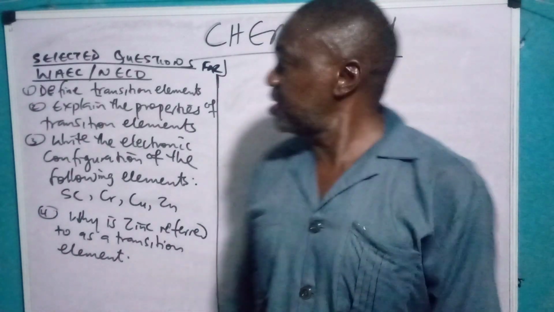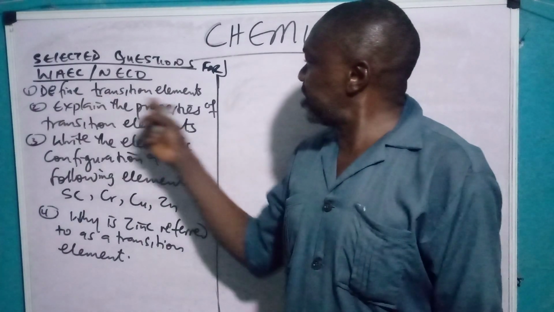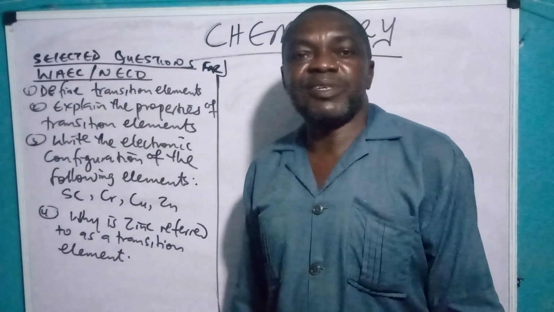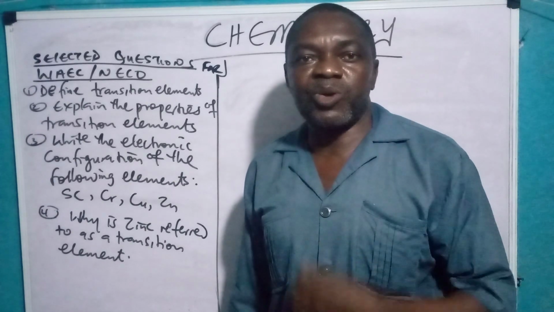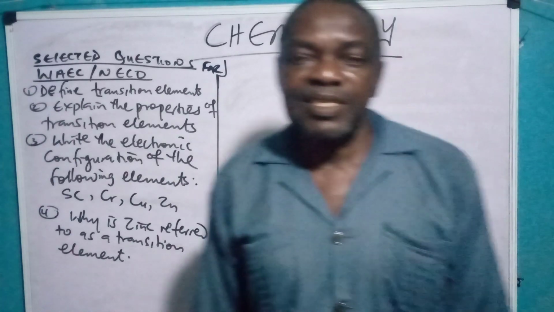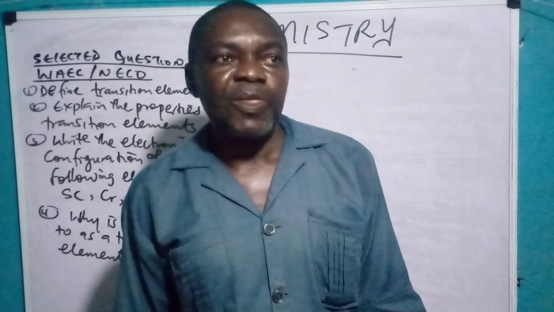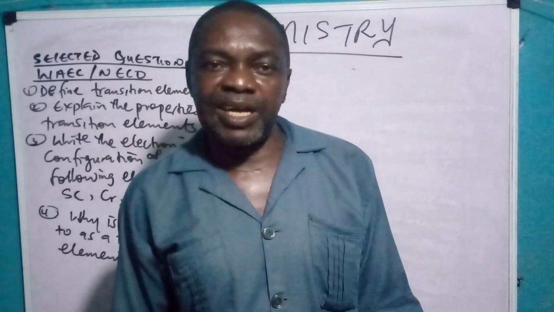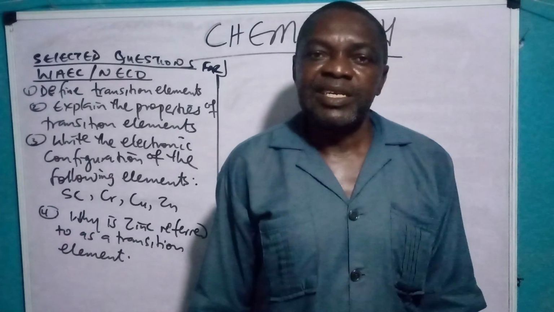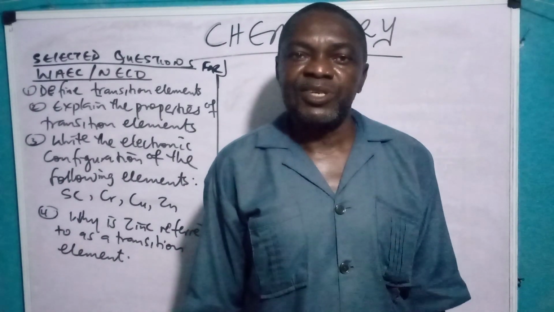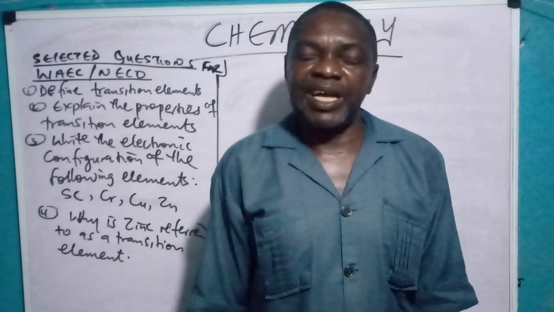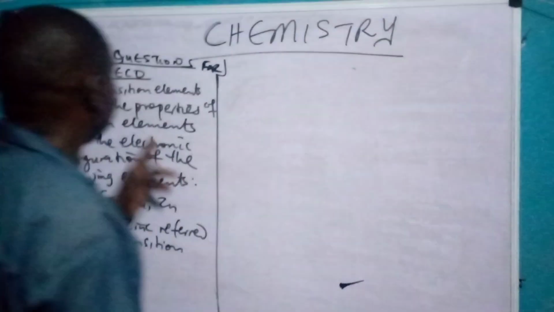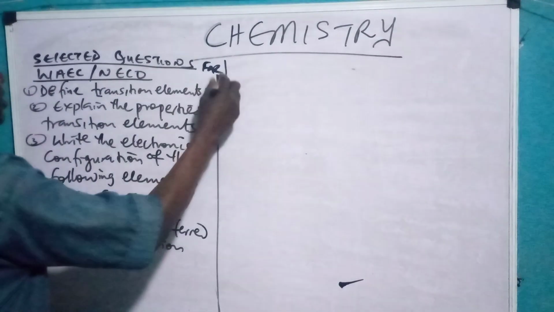Now, as the question requires from us, define transition elements. Transition elements are those elements that have their d orbital not completely filled. That is, in addition to the s and p orbitals, they also have an additional one, which is the d orbital. And not just having the d orbital, it is partially filled or not completely filled. That is the definition of transition element or transition metal. That is the first one.